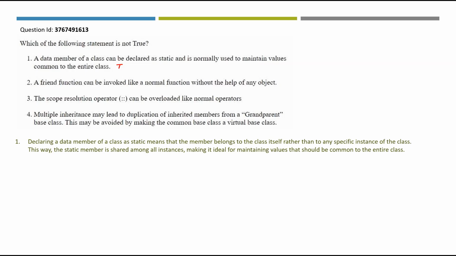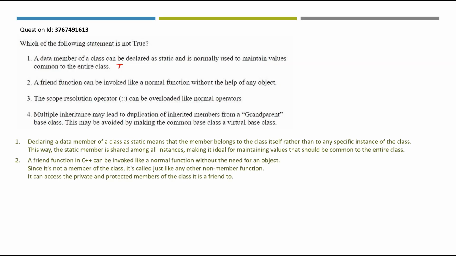The next statement, a friend function can be invoked like a normal function without the help of any object. This is also true. A friend function in C++ can be invoked like a normal function. Since it is not a member of the class, it is called just like any other non-member function. It can access the private and protected members of the class. It is a friend too. So this one is also true.